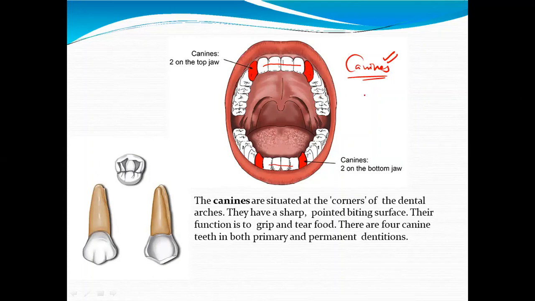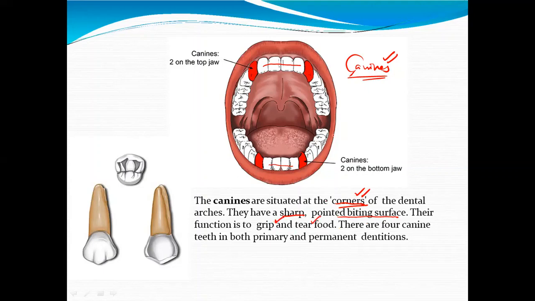We only have two pairs in every jaw. Okay, so you have 2 in the upper jaw and 2 in the lower jaw. So the canines are situated at the corners. Okay, so just remember canines and corners of the dental arches, and they have very sharp and pointed biting surfaces. Okay, so their function mainly is to grip and tear.